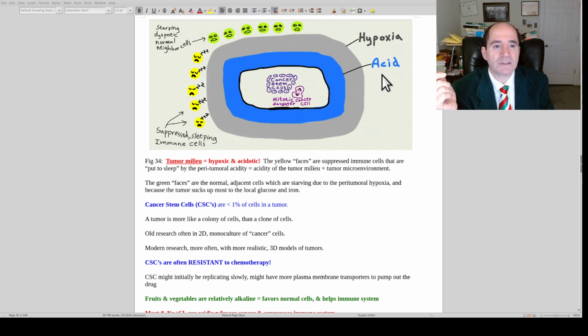Okay, so anyways, we just talked about how you fight back against this hypoxic acidotic tumor milieu. You avoid things that cause acidosis, like the meat, like the salt, for example. You avoid things that cause hypoxia, anything that's going to thicken the blood, the things that cause leaky gut, high-fat diets, okay? And here we are saying, cancer stem cells are often resistant to chemotherapy. That's a big deal. Fruits and vegetables are relatively alkaline, so that'll help favor the normal cells and help get the immune system to work better.